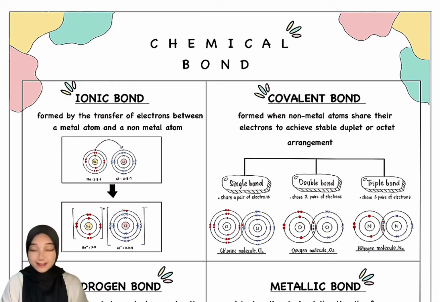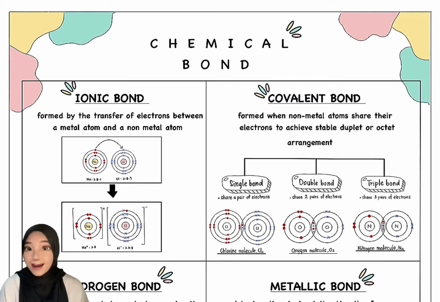Everyone, welcome back to our chemistry lesson. In this video, we are going to look at the chapter Chemical Bond. In this chapter, we are going to learn the types of chemical bond and the physical properties of ionic compounds and covalent compounds. There are 4 types of chemical bond in chemistry that you need to know, which are ionic bond, covalent bond, hydrogen bond, and metallic bond.